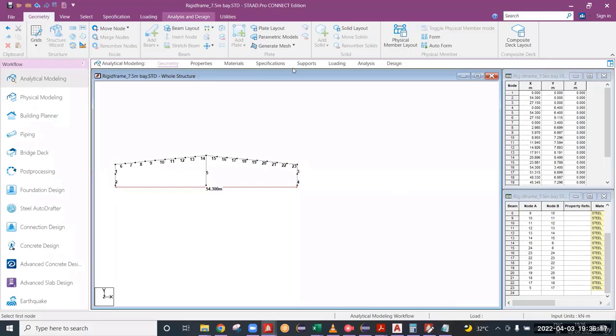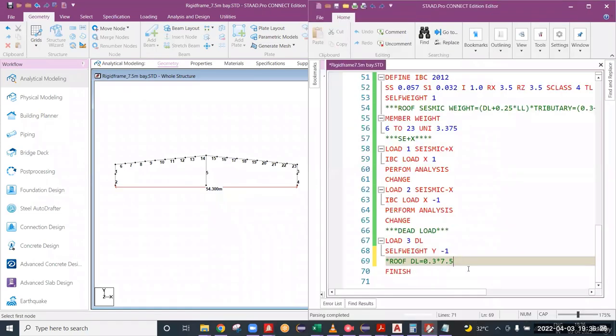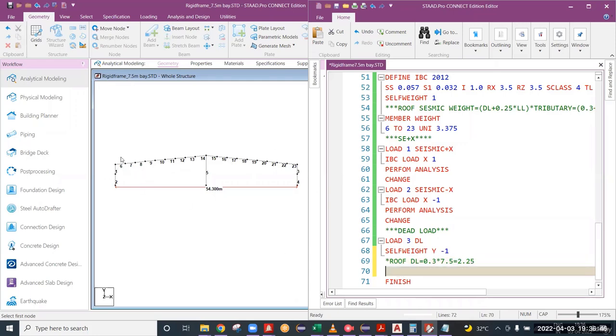That is why I have mentioned it here. You can see the name, 7.5 meter bay. So that is why 0.3 into 7.5. What is the value? 2.25. Clear? So this 2.25, where will the dead load apply? On the rafters only, right? Members 6 to 23. So this is UDL.